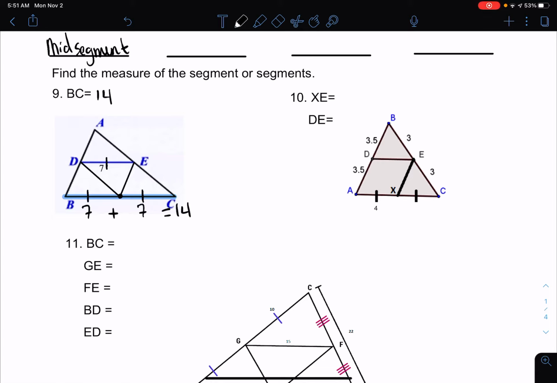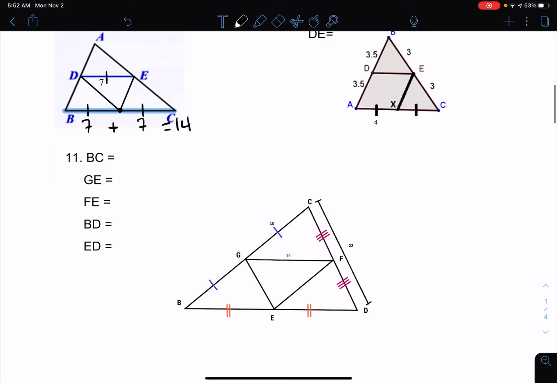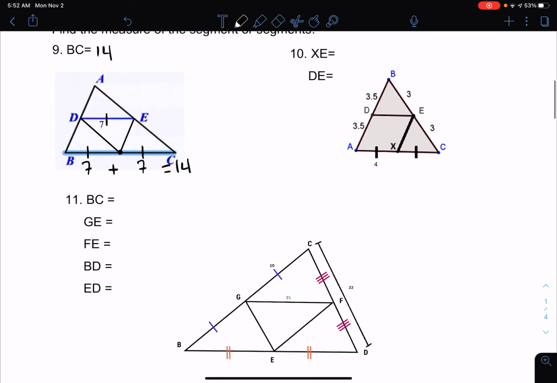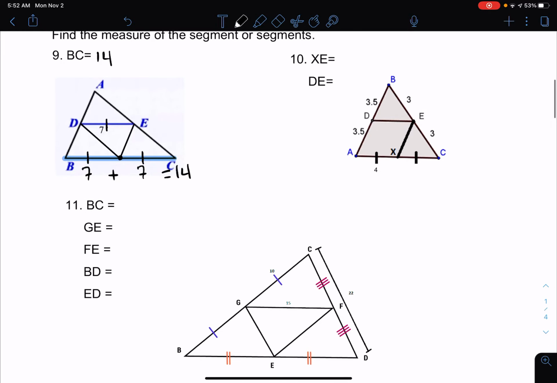All right, number 10. Let me look at this one. I'm going to let you try to figure that one out. I'm going to do this hard one down here, number 11. Or no, actually, I'll do 10 and you can do 11. So number 10 says, what is XE? So we need to figure out what is X to E. And then we also need to find out D to E. So we need to know this guy right here as well. So we need to know these two.